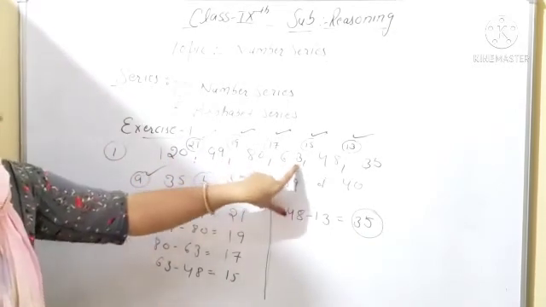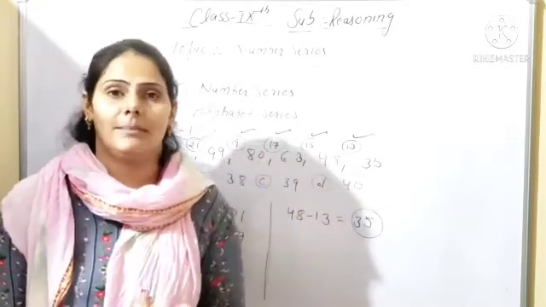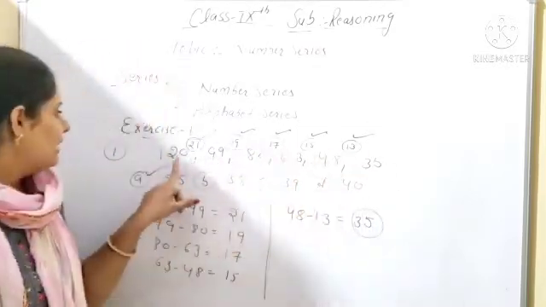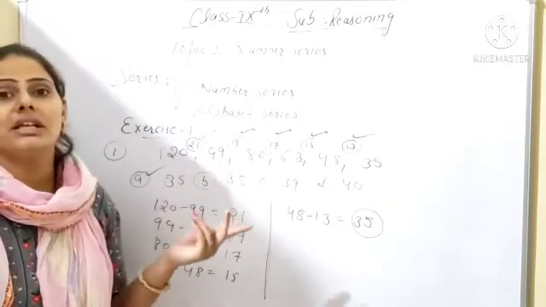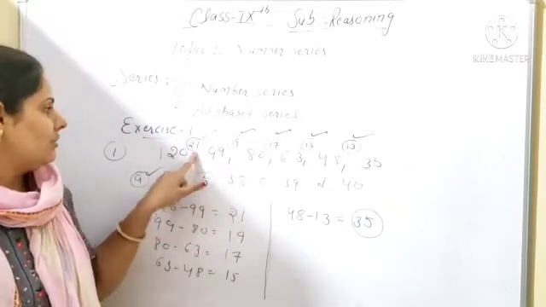120, 99, 80, 63, 48. So what will be the next number? So simply what will you do? First you will check 120 and 99. What is the difference in both the numbers? So you can say it is 21.